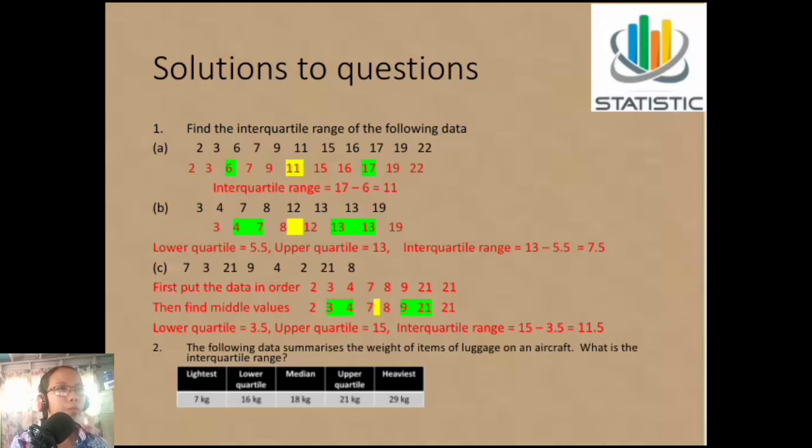Okay, problem number 2. The following data summarizes the weight of items of luggage on an aircraft. What is the interquartile range? Interquartile range is 21 minus 16, which is equal to 5, because 21 is the third quartile and 16 is the first quartile.